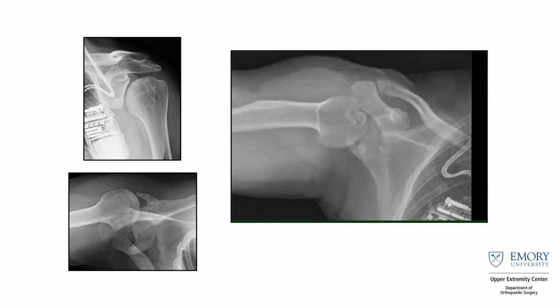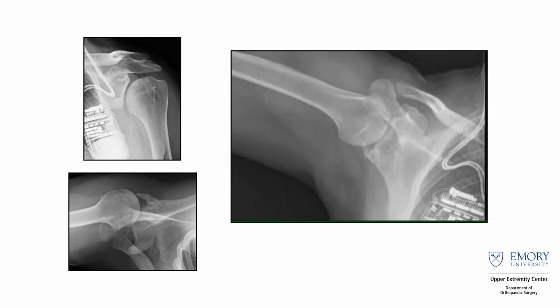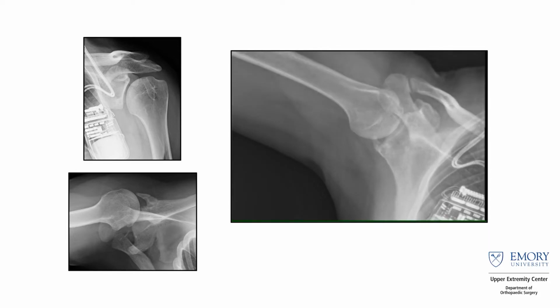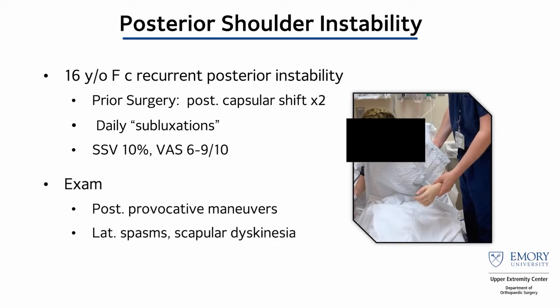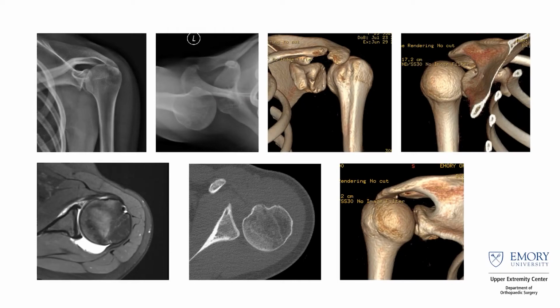You can also see this on the gray sheet, how he subluxes posteriorly and kind of gets caught when he does internal and external rotation. Here's another example of a patient who had recurrent posterior shoulder instability, daily subluxations, very limited, had multiple prior surgeries. She did have some latissimus spasms, scapular dyskinesia. You can see she subluxed posteriorly.